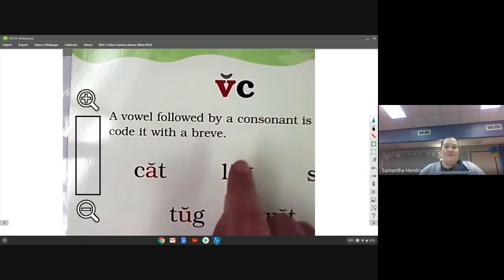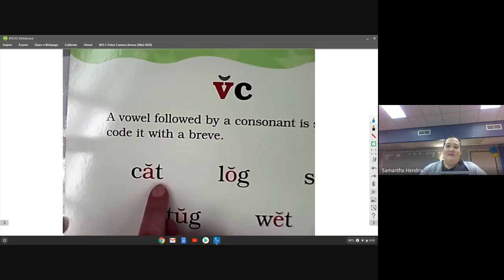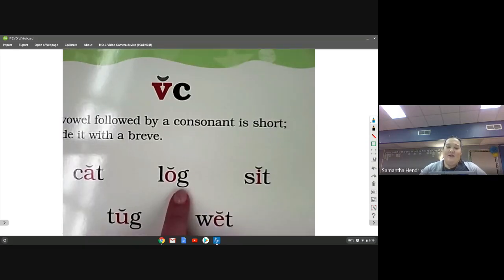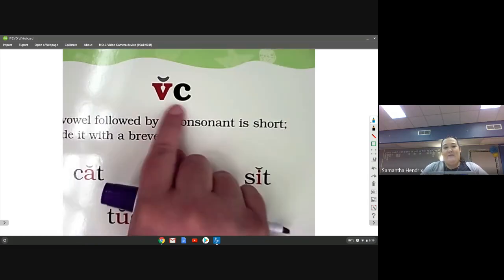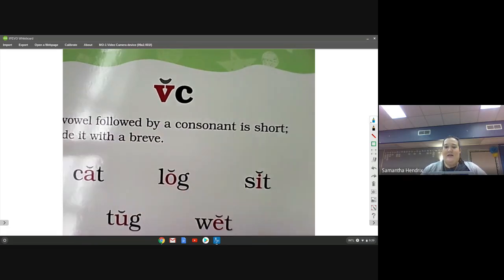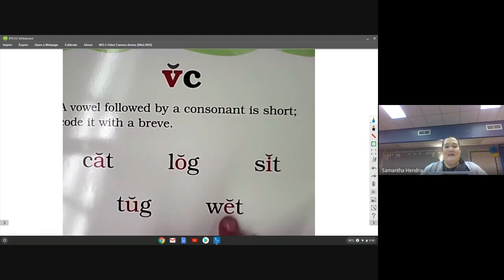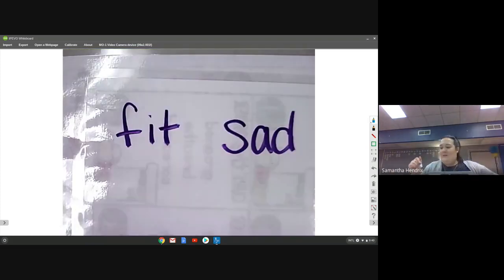Okay. So, at. Okay. Log. The vowel is followed by a consonant. That's what this means. So it's a short O. Log. Okay. Sit, tug, and wet. So we've got to teach our brains to look for that vowel. If it's followed by one consonant, it's short. Okay. So let's look.